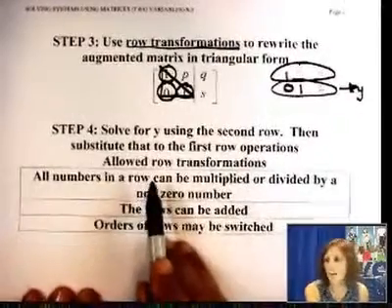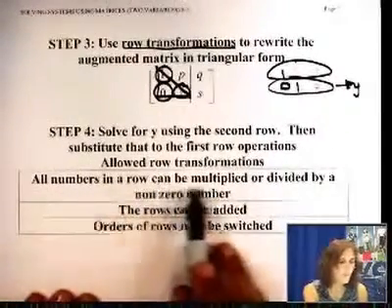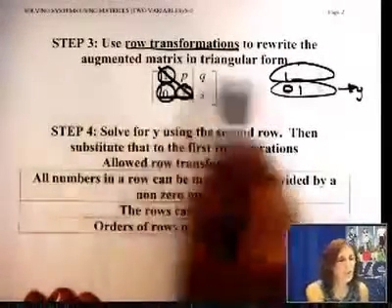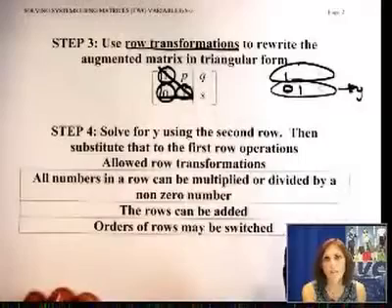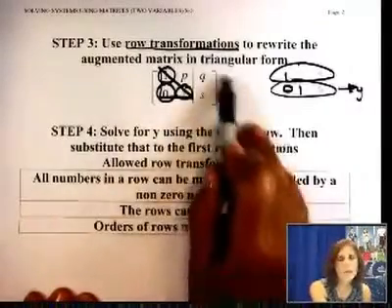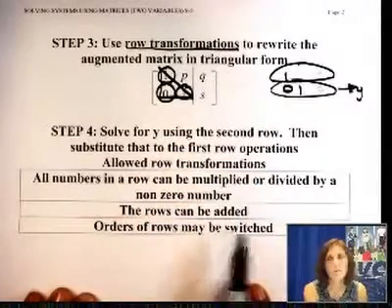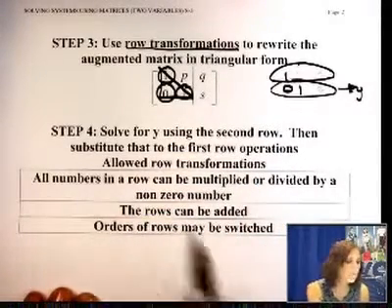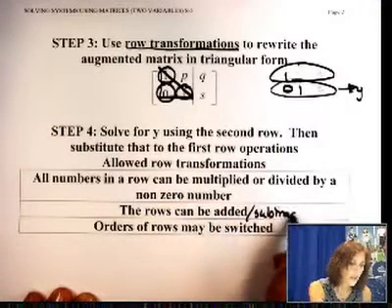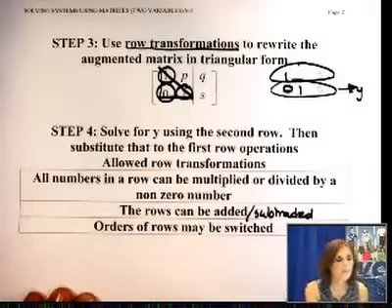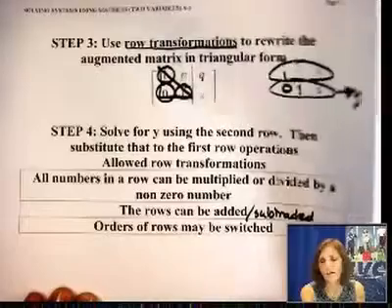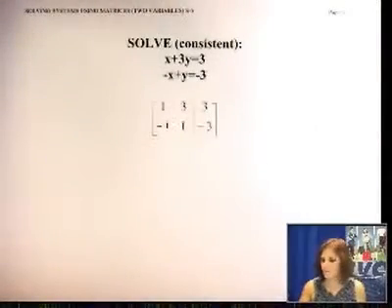Now, a row transformation means all numbers in a row can be multiplied or divided by a non-zero number. So you can take the whole row and multiply or divide by something. Then you can add the first row and second row, or second row to first row, or subtract. And you can actually switch the rows: put the first row in the second, second in the first, if you feel like it. All right, so let me show you some examples.